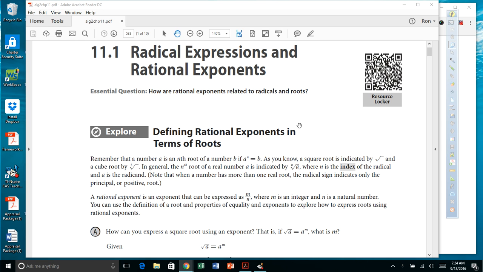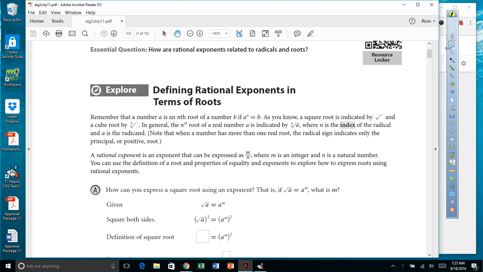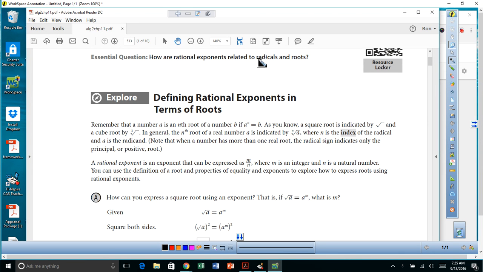Expressions and rational exponents. How are rational exponents related to radicals and roots? Well, they're both ways to express the same thing. A radical, you're kind of used to, that would be like the square root of 4. Well, we know that equals 2.